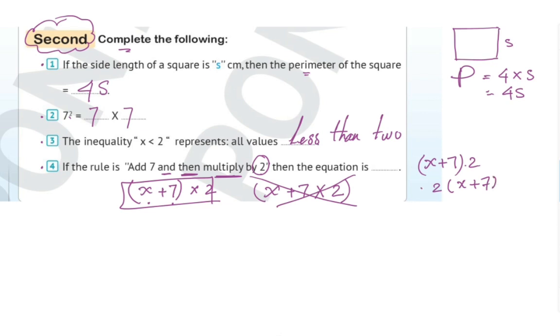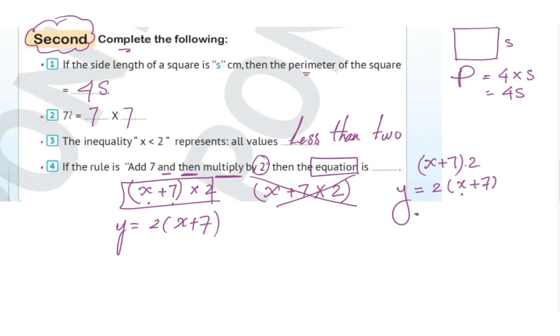An equation must have an equal sign. y is the dependent variable and x is the independent variable. Now our equation is y equal 2 by (x plus 7). First I added 7, then multiplied the result by 2. Okay, give me the dependent variable.